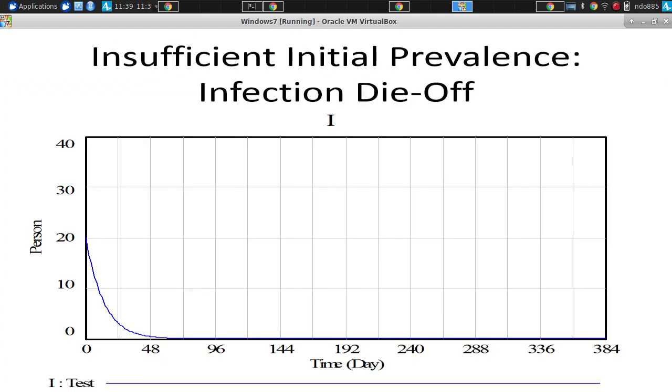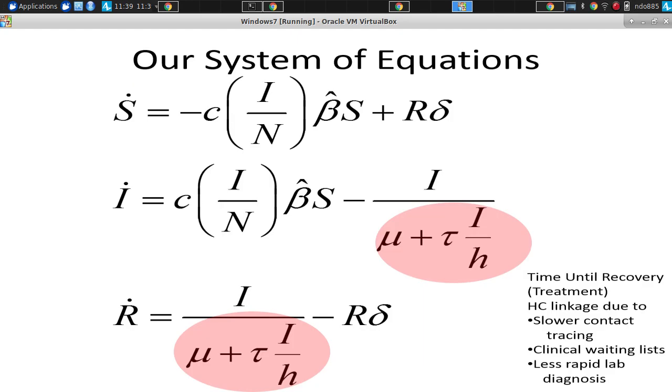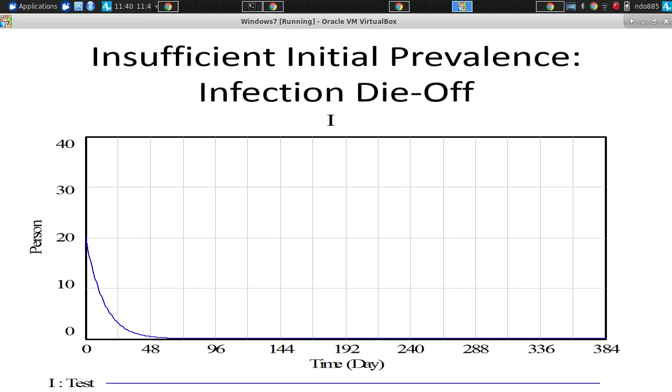And what happens is that you get a system which has some extremely interesting properties. Number one, if there are too few people initially infected, what do you think happens? Well, are they going to wait long or wait little? A very small amount of time. The recovery time may be very small. Mu plus tau times I over h will be very small because I over h is small enough. And so actually, if people get treated fast enough, the infection could, for certain parameter settings, die off.